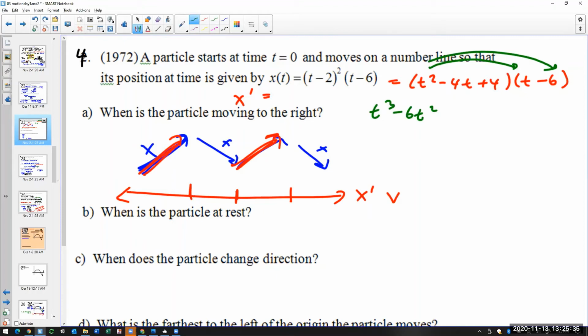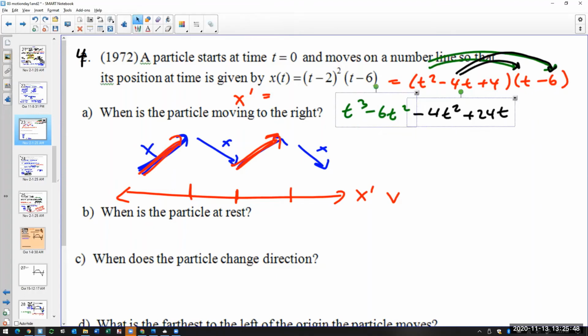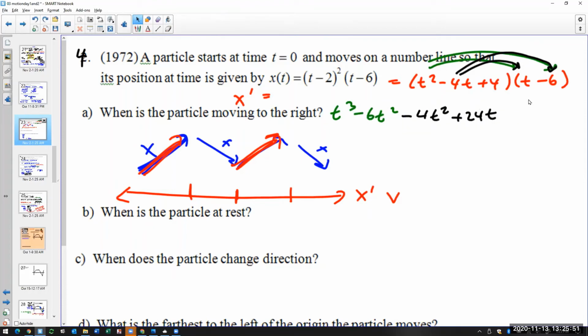Negative 4t, and you're going to multiply it by these two things. So now that's negative 4t squared plus 24t. And then lastly, you just take your 4 and multiply it by these two, the t and the minus 6. So I have plus 4t minus 24. Combine all your like terms and then take the derivative. So what I have is t cubed minus 10t squared plus 28t minus 24.